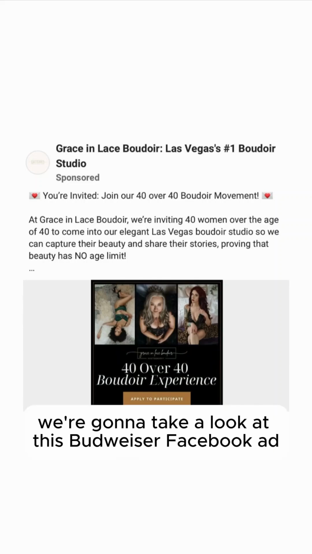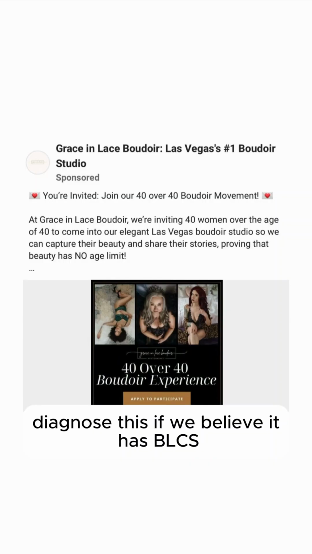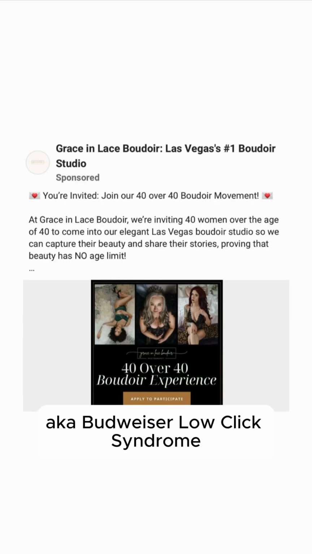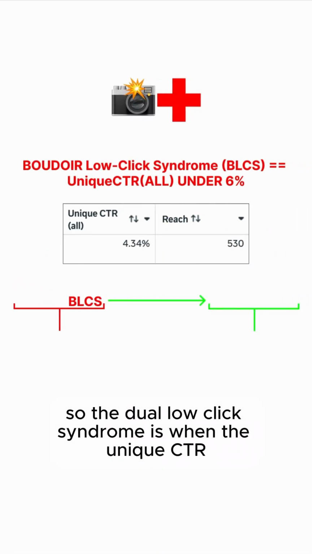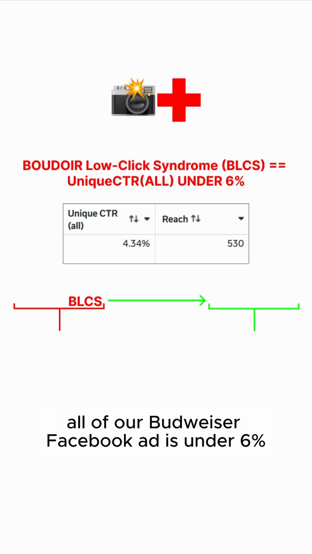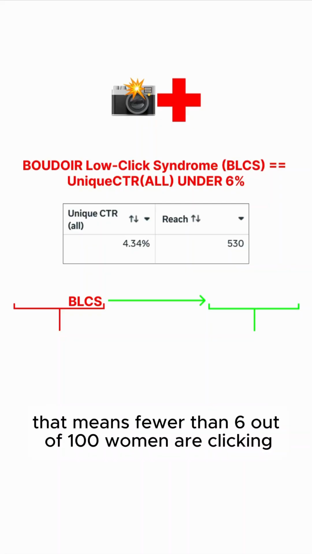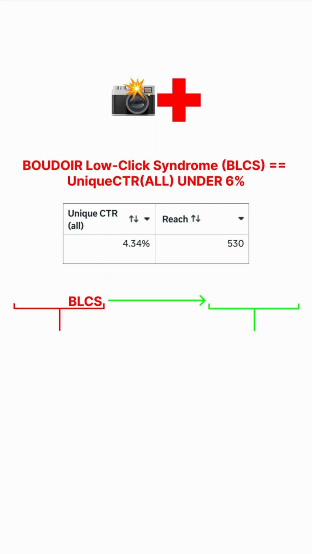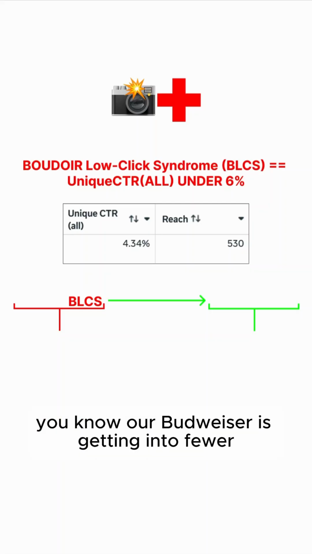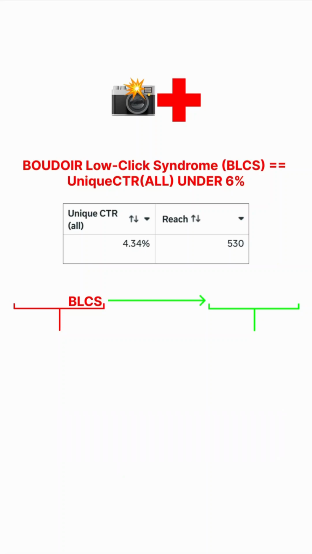All right, y'all, we're going to take a look at this Boudoir Facebook ad, diagnose it, see if we believe it has BLCS, aka Boudoir low click syndrome. So, Boudoir low click syndrome is when the unique CTR of our Boudoir Facebook ad is under 6%. So that means fewer than 6 out of 100 women are clicking somewhere on our Boudoir Facebook ad, which actually means our Boudoir Facebook ad is getting into fewer than 6 out of 100 women's brains.